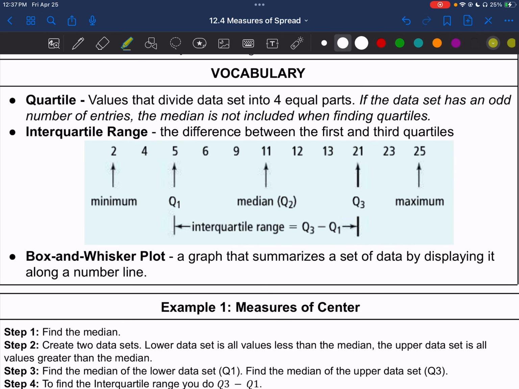A quartile, quart is the prefix there, is dividing the data set into 4 equal parts. If the data set has an odd number of entries, then the median is not included when finding the quartiles. Interquartile range is the difference between the first and the third quartile. So what this means is it's the middle 50% of your data.